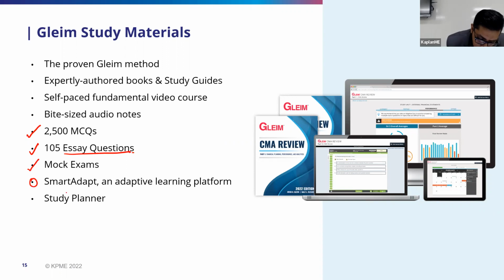And then this is a Smart Adapt platform. In this Smart Adapt platform, you do the questions, and the Gleim online access itself will tell you which areas of the material you need to work on more. So this is the Smart Adapt. You can even build your study planner.